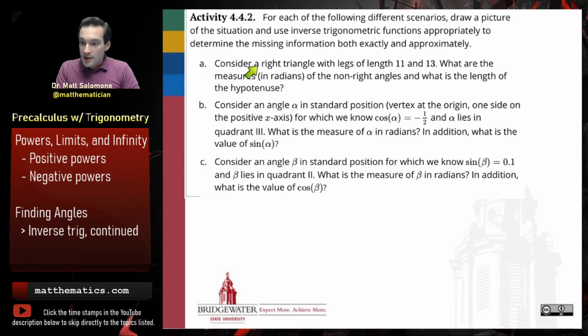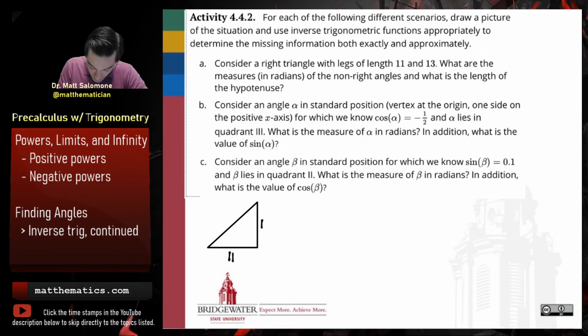So let's start with a right triangle that has legs of length 11 and 13. Not quite sure what that would look like, but the legs are pretty close in length to one another, so it's going to look kind of like this probably. Legs of length 11 and 13. Let's answer the latter part of this question first. What's the length of the hypotenuse?